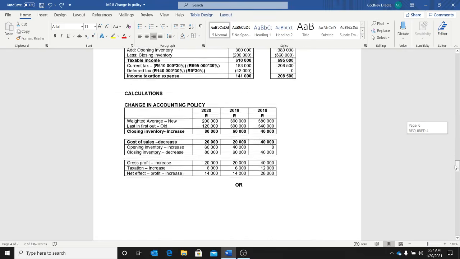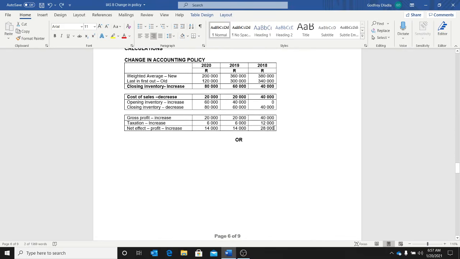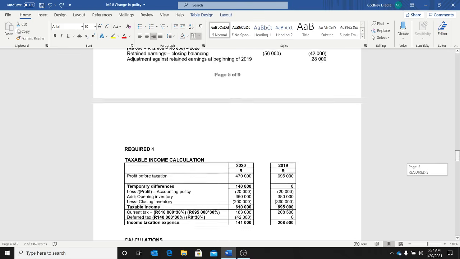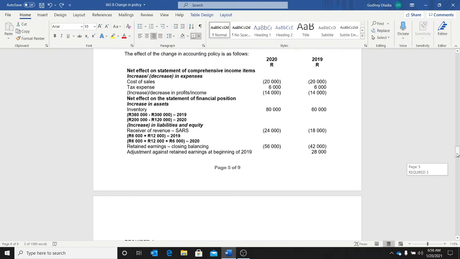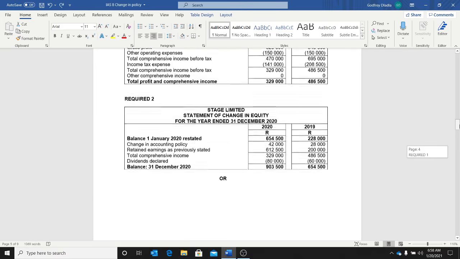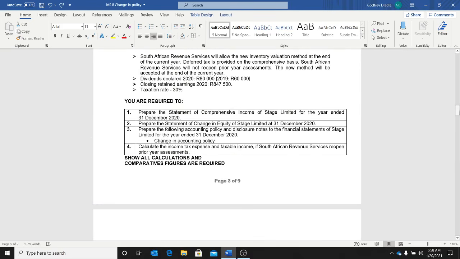Or you can even go to the calculation and check here. It is the 28 that they're talking about. You've adjusted 2019 with 28,000, right? So usually students, they forget this one in the note. So your note is then done. So we have covered required 3.